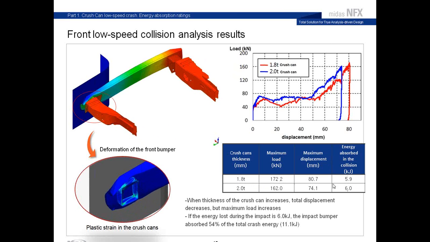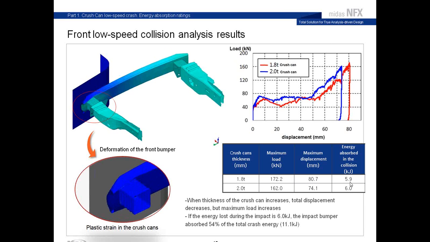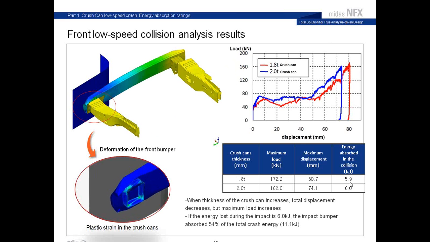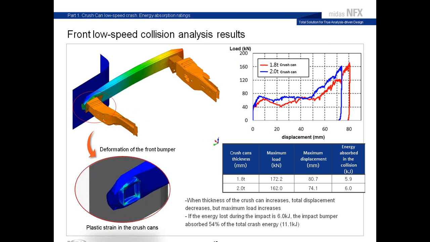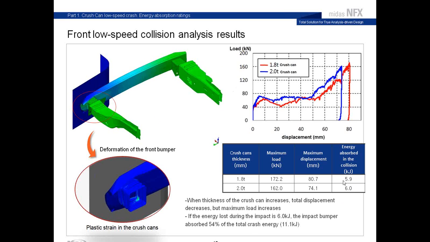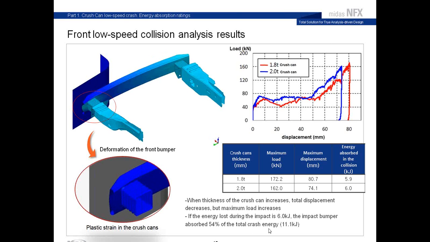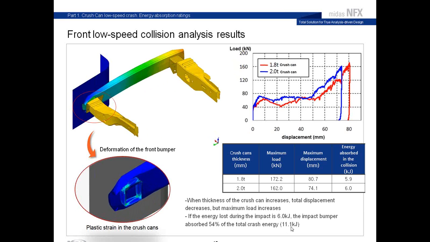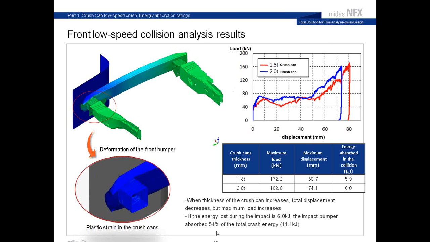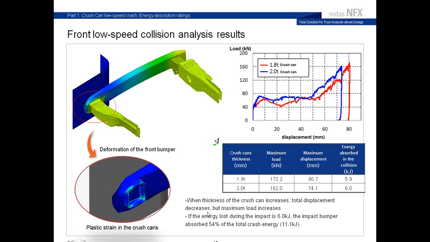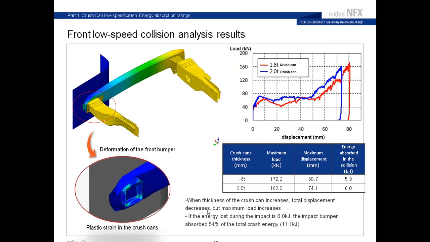What is interesting and useful to have is the value of the energy which is actually absorbed in the collision by this crush can. You see it's almost 6. So if the total crash energy is around 11.1 kilojoules, that makes 55% of the energy absorbed during the crash.